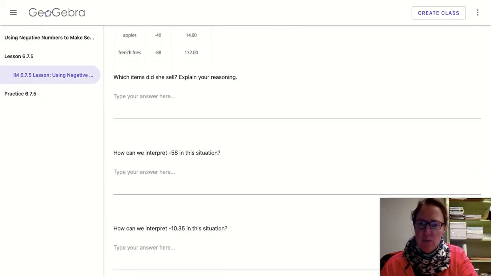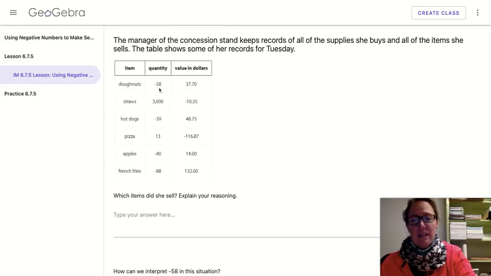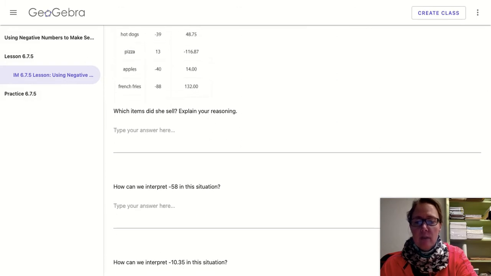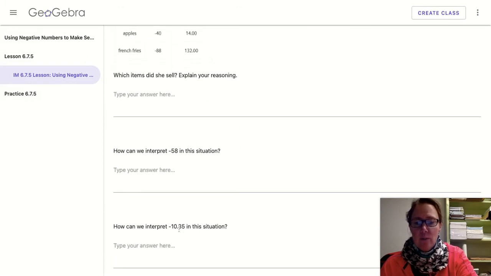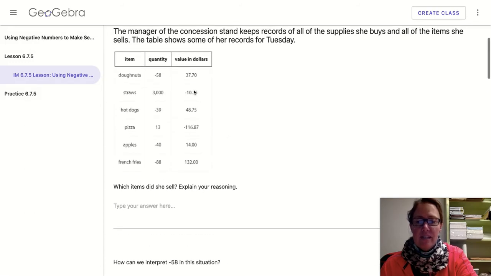Let's see. How can we interpret negative 58? This negative 58, I think, means 58 donuts were sold because there was positive money in it. How can we interpret minus 10.35? This minus 10.35, I think, is how much she spent on 3,000 straws.